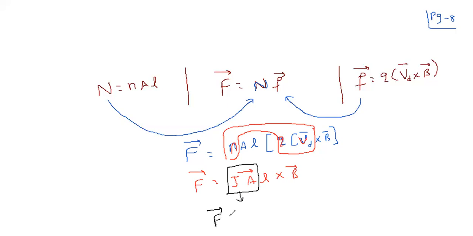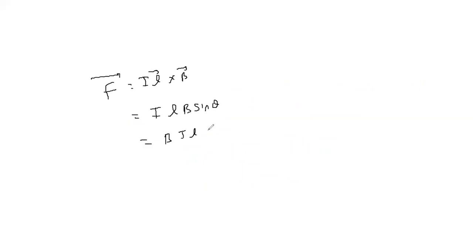So F vector is equal to what? Current into L cross B. So what should we know here? NQVD is J, and J into A is equal to I. So F is equal to what? IL cross B. So F vector is equal to IL cross B. Now open the cross product. It is ILB sin theta, or to remember easily, BIL sin theta.